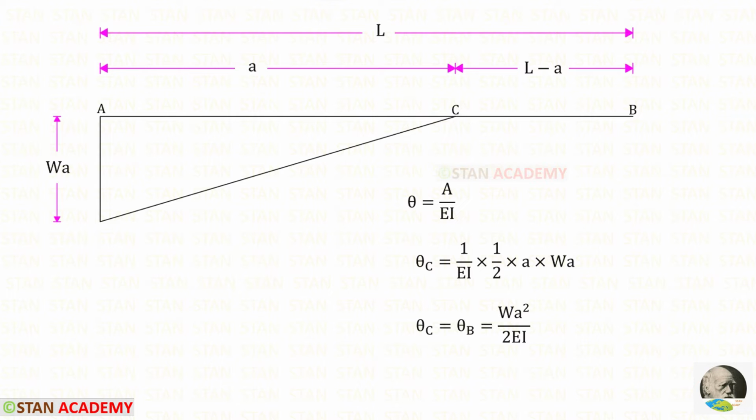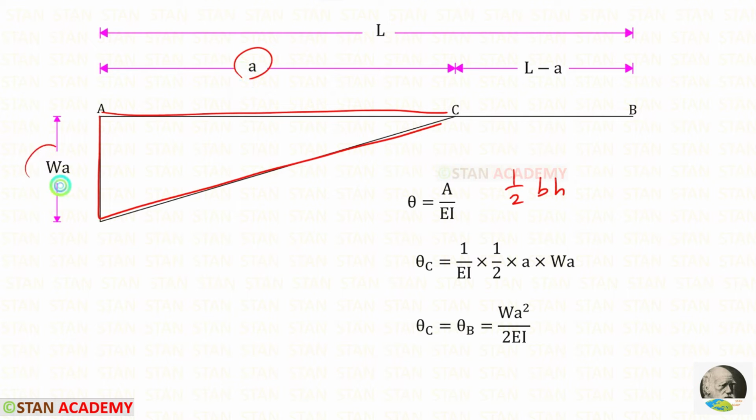First, let us find the slope in the point C. The formula is area of the moment diagram upon EI. We know that it is a triangle. We know the area formula of a triangle, half into BH. Here the breadth is A and the height is WA. So this is the area. The area divided by EI, we will get the slope.